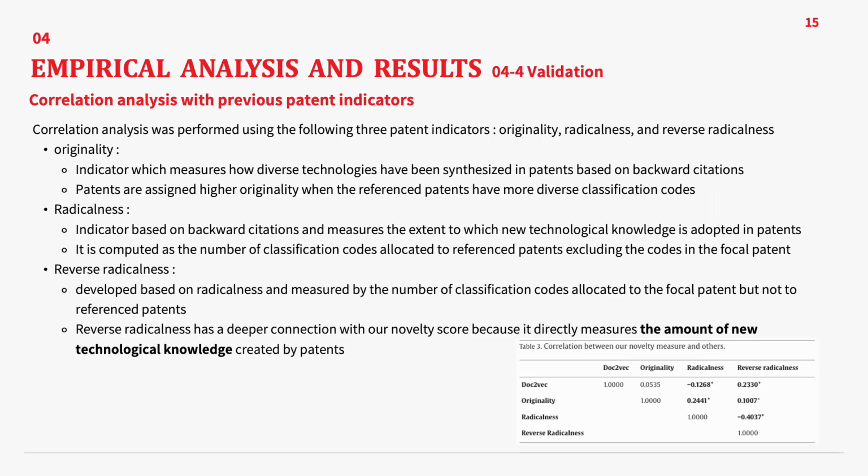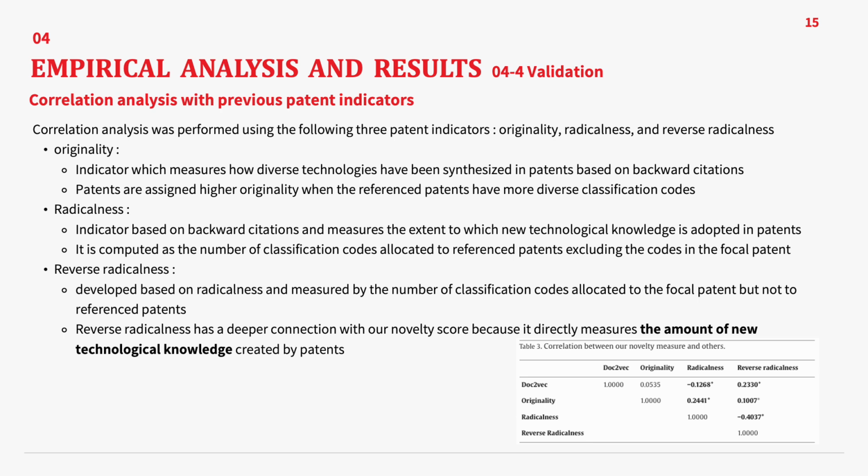For validation, a correlation analysis was conducted using 3 patent indicators: originality, radicalness, and reverse radicalness. Originality measures how diverse technologies have been synthesized in a patent based on backward citations. Patents with more diverse classification codes among their references are assigned higher originality scores.